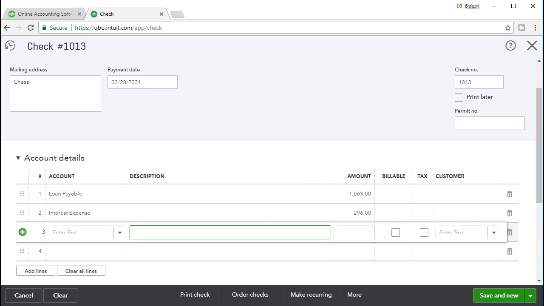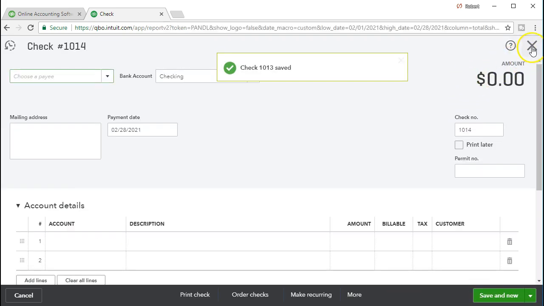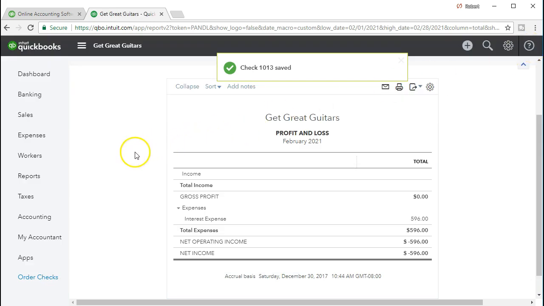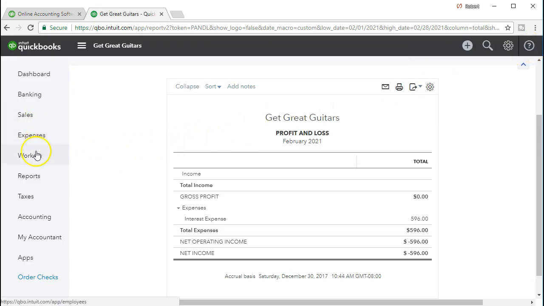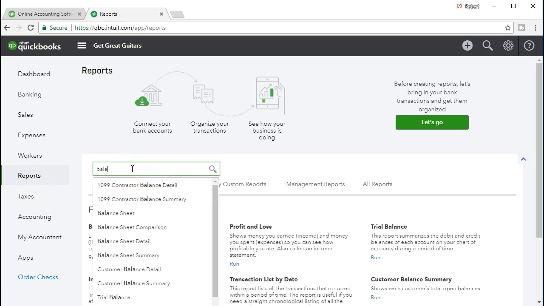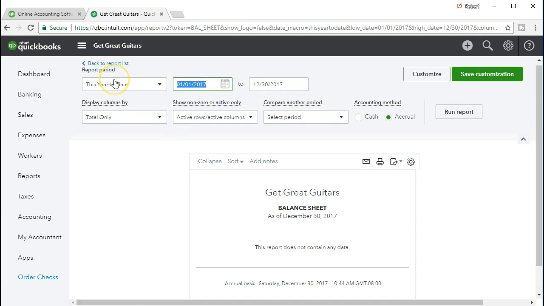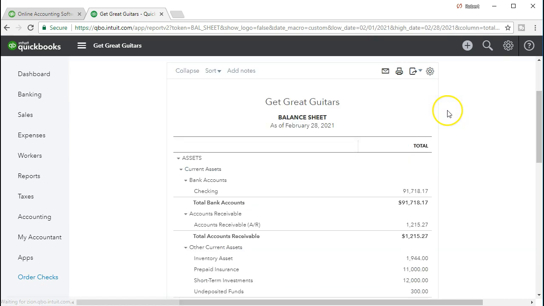So let's record this and see what happens on the financials. So we're going to save and new here. We're going to close this out. And then we're going to go to the report once again and look at the balance sheet. So we're going to say balance sheet. And we're going to run this report as of, let's say, 02/01/21 to 02/28/21. And let's run that report.